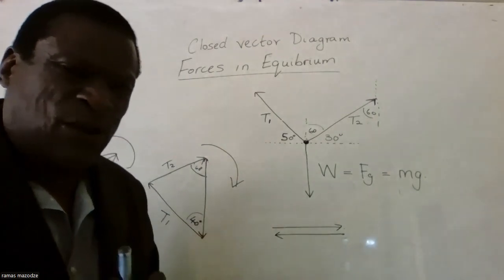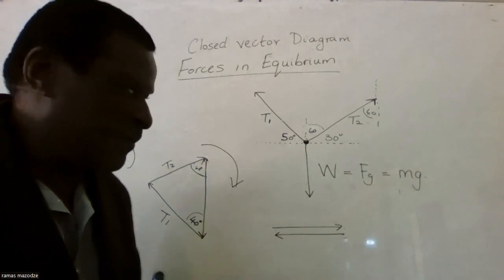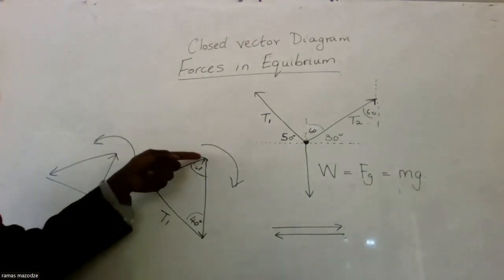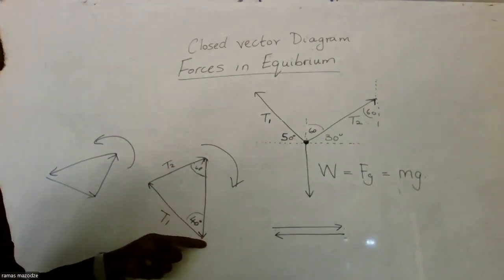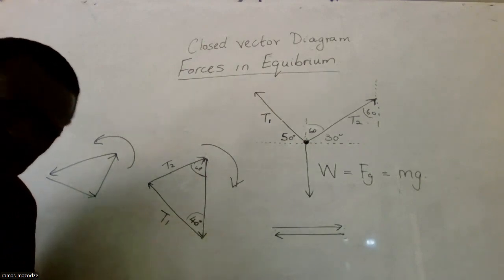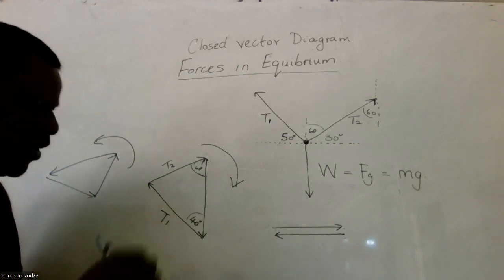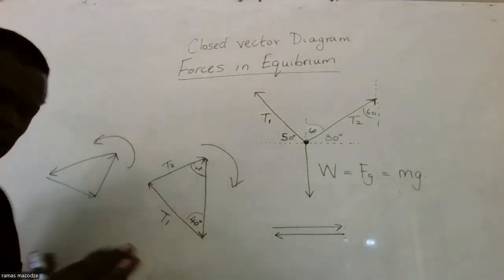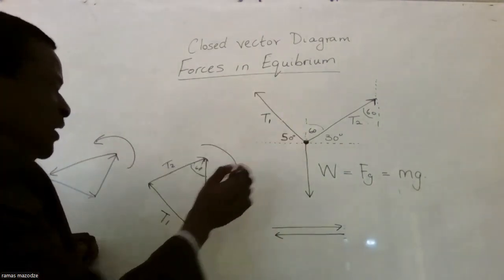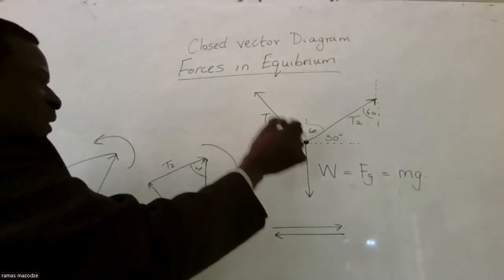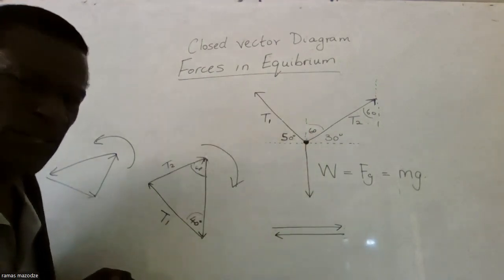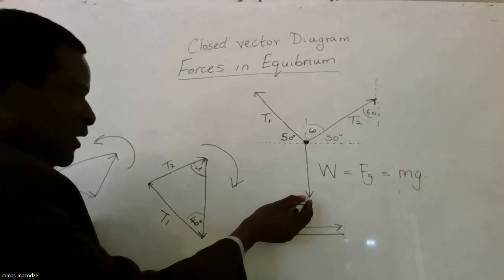So now the key issue is how do you draw a closed vector diagram? I started here. We start by drawing the weight all the way down, and you draw the closed vector diagram tip to tail, clockwise or anticlockwise. That's the key. Now if I take this one, I can't draw it here, otherwise it's not tip to tail. Otherwise, I would draw it exactly as it is on the original sketch. So I have to join it tip to tail here.